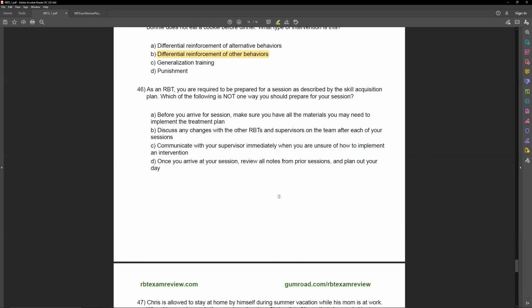So when you get to session, you can start. The first 15 minutes of session is not your time to plan. You should be planned before you get to session. So A, B, and C are great ways to prepare for session. One way to not prepare for session is to do it once you arrive at your actual session.